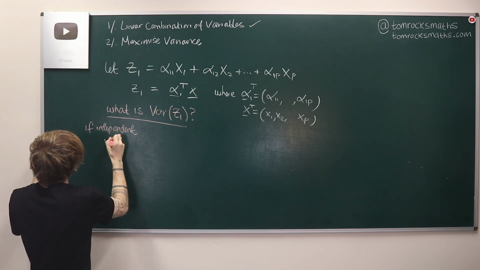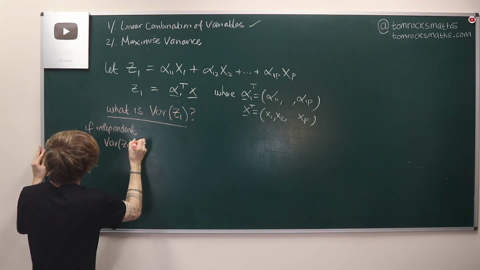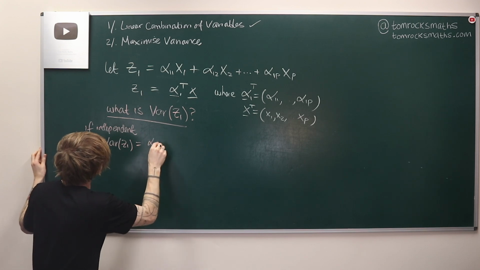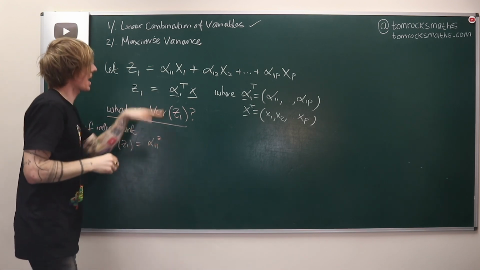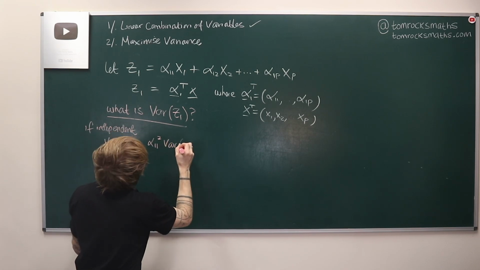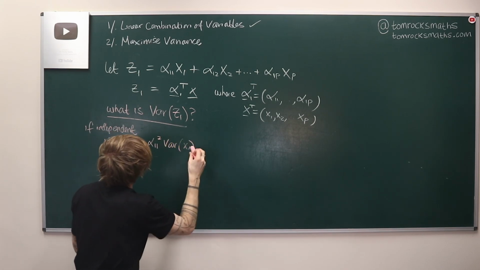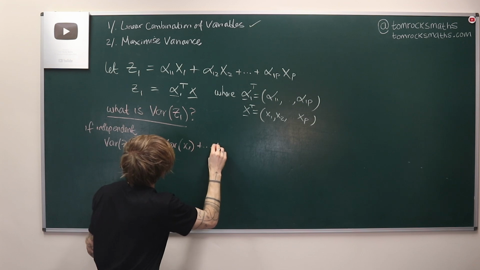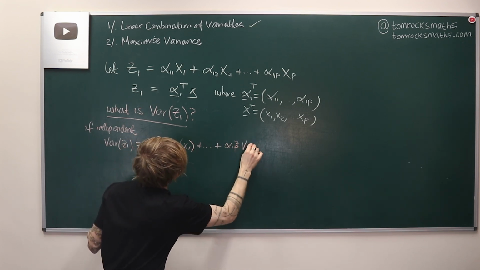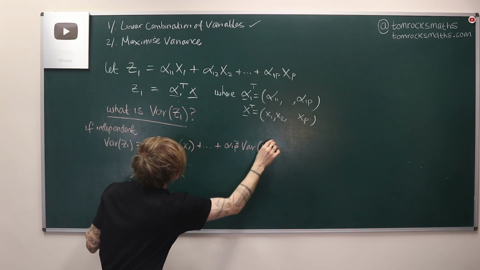Simply we can say that the variance of Z1 is almost linear, which means you just do alpha 1,1 squared, you square your coefficient, and then it's times the variance of x1 plus dot, dot, dot, all the way up to alpha 1p squared times the variance of xp.